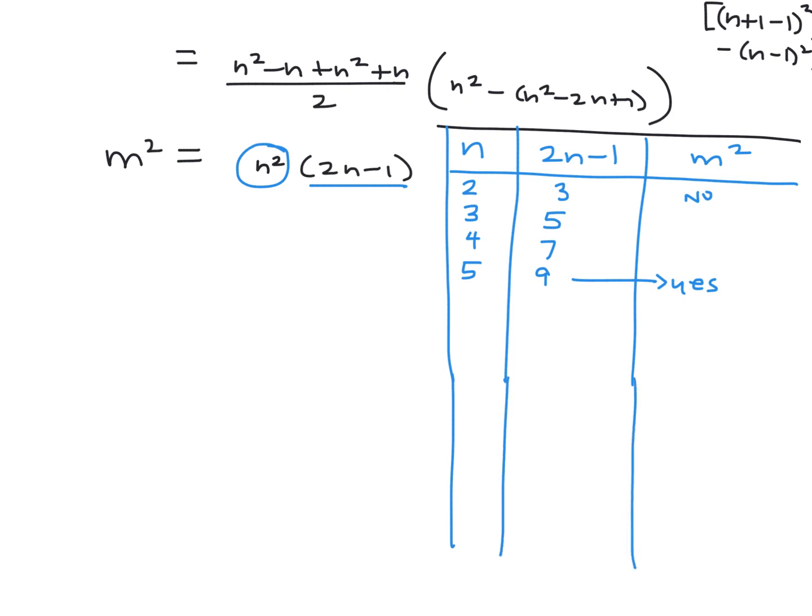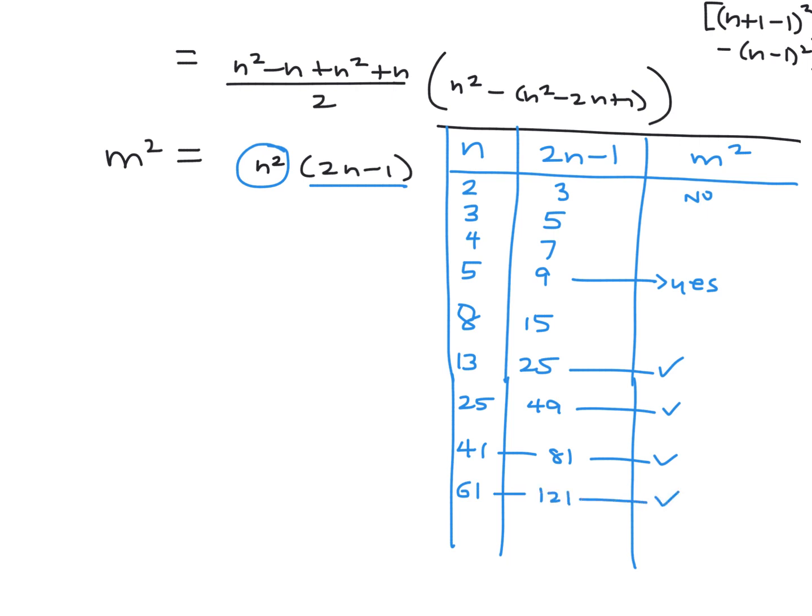I just have to figure out which perfect squares are of the form 2n minus 1. You will see that that holds true for... actually, no, not for 8. 8 would give you 15. Okay, that's not good. 13 would give 25. 25 for n would give you 49. That's a perfect square. 41 would give you 81. That's a perfect square. 61 would give you 121. That's a perfect square. And finally, 85 would give you 169, which is a perfect square.